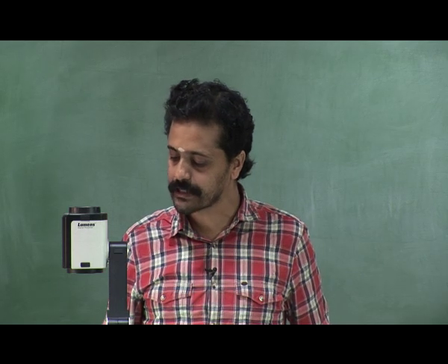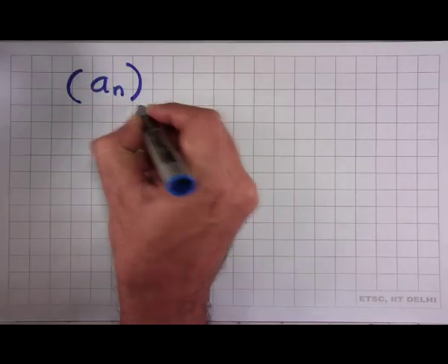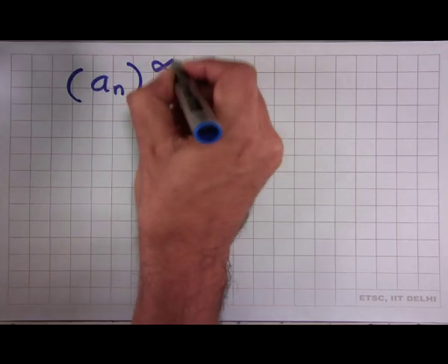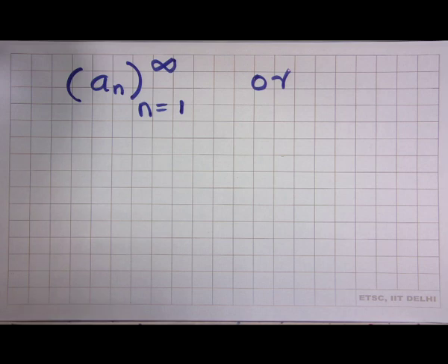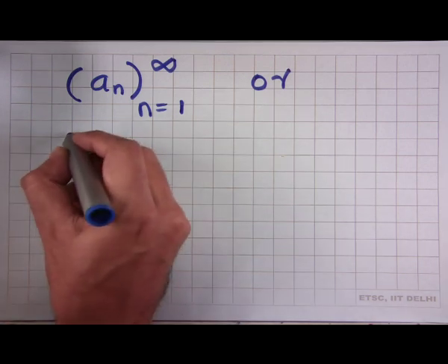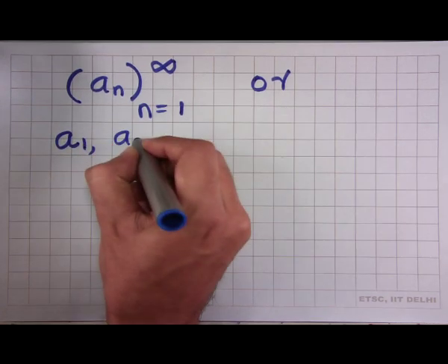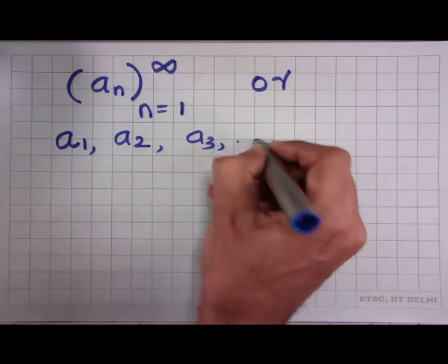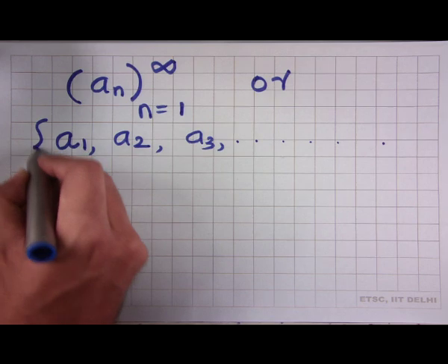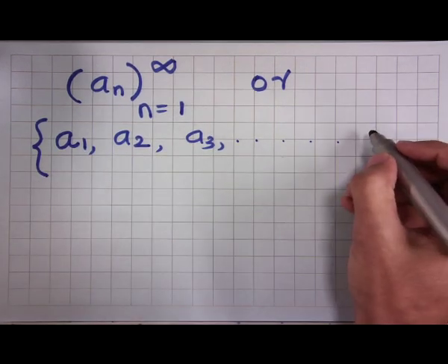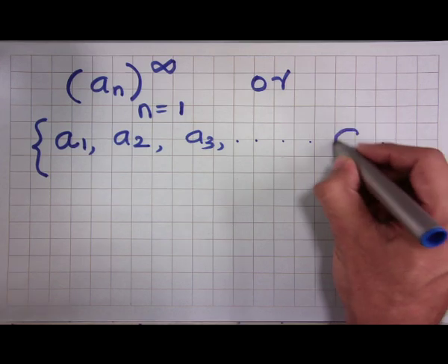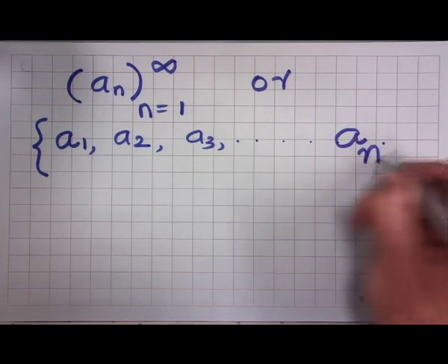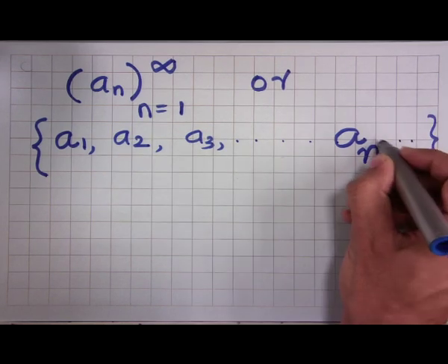Other possible notation for a sequence is a_1, a_2, a_3, and so on, or we can list a sequence as follows. It is advisable to describe the nth term of the sequence, namely a_n.